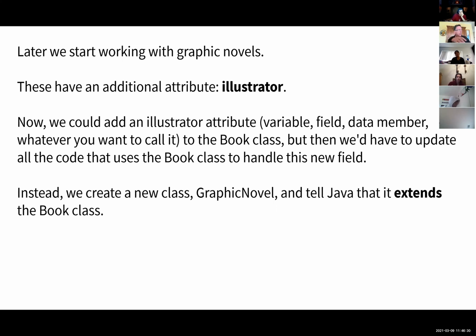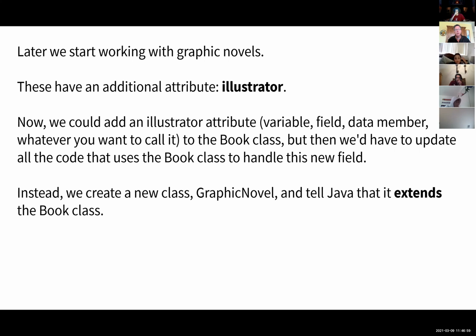Okay, so we have a book now, and it had author and title, and then we want to start working with graphic novels. We have this other attribute called illustrator. Now we could go back to the book class and add an illustrator attribute, but then think about it. We would have to change all our code in the book class, like the constructor and the toString, and we'd have to do all this stuff just to support illustrator, which isn't even needed in a regular book.